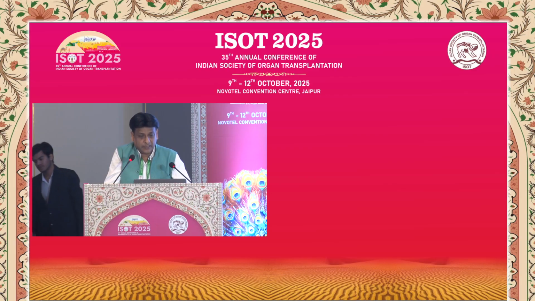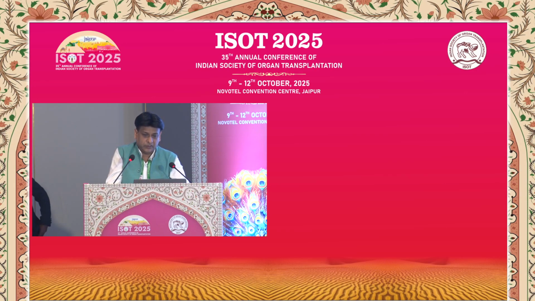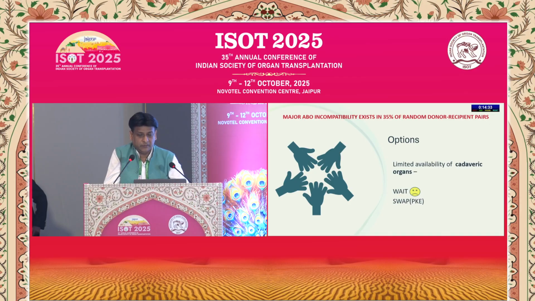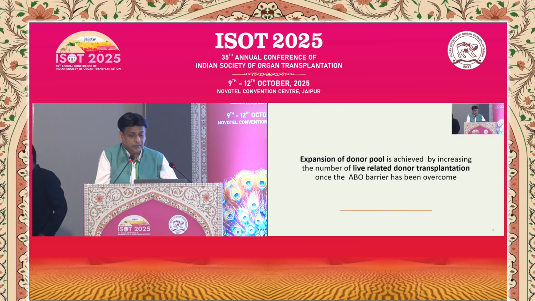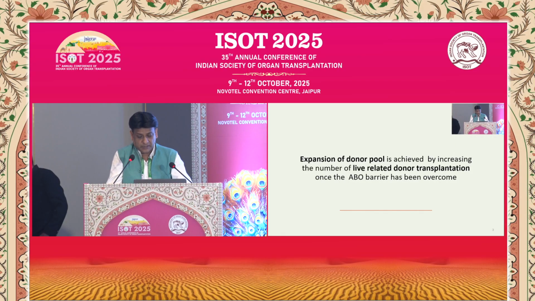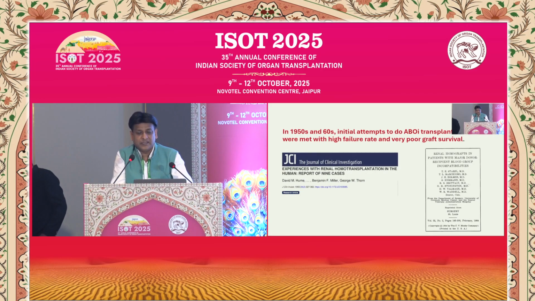The major ABO incompatible transplant, why do we need it? Because around 30% of random donor and recipient pairs have ABO incompatibility. So the options are either to wait or go for a swap kidney transplant. We can expand the donor pool by using ABO incompatible transplants and crossing the ABO barriers. It started in the early 1960s, with poor results, a high failure rate and very poor graft survival.